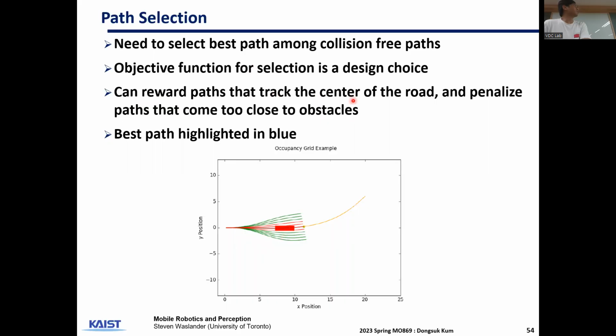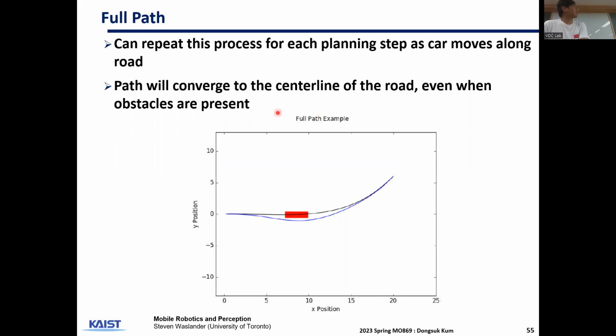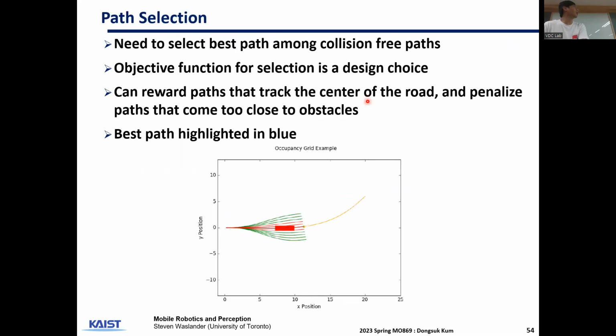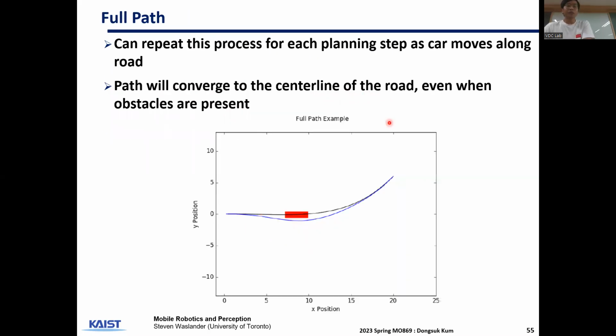So if we use the previous objective, for example, to track the center of the road, if the path diverges from the center to avoid an obstacle, it will then converge back towards the center once the obstacle has passed, because of our objective, since we want to reward the path that tracks the center of the road.